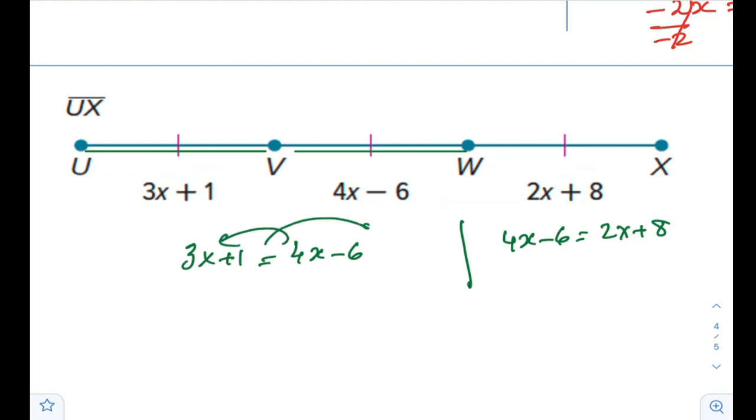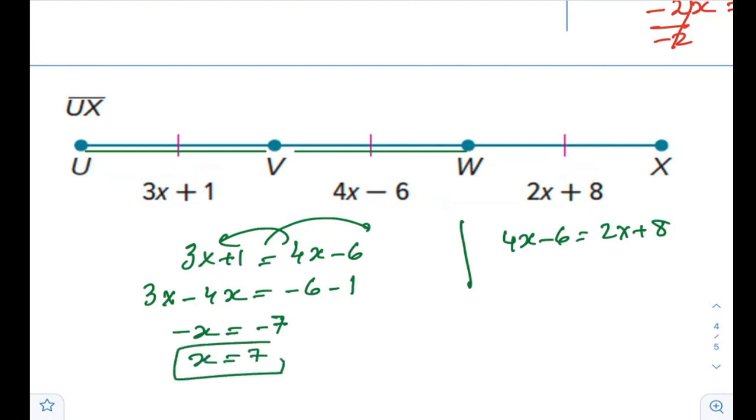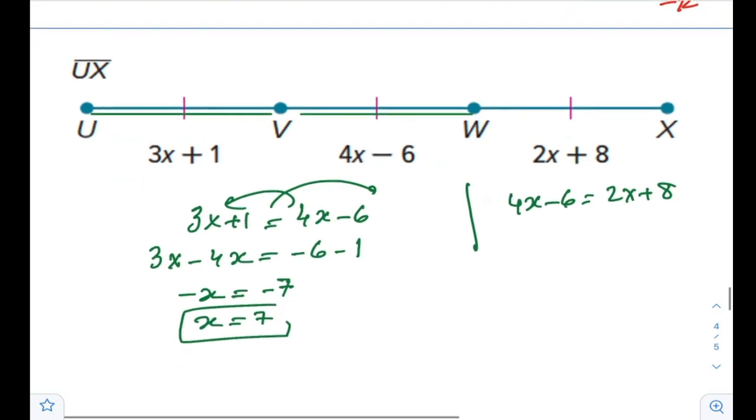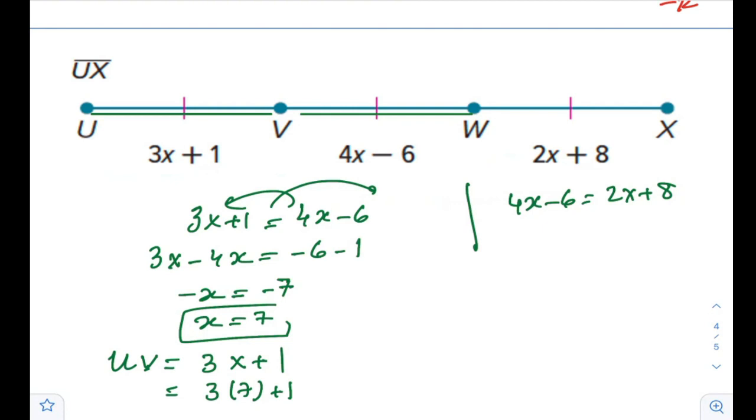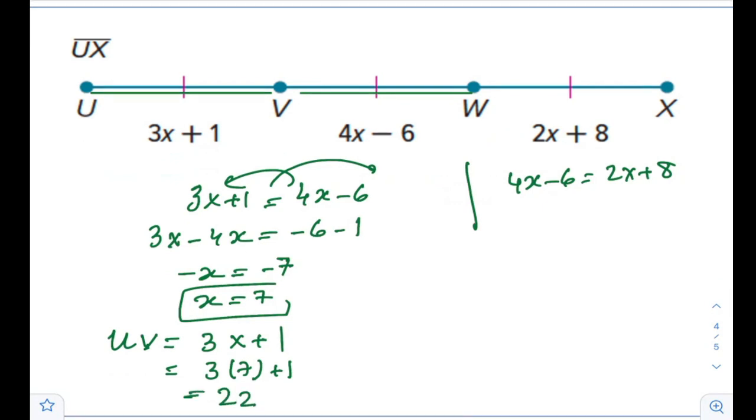Let's do this. Divide by negative 1 each, so x is 7. If you know that x is 7, replace in any segment. So I will replace in UV, which is equal to 3x plus 1. Replacing x by 7, so 3 times 7, 21, plus 1 is 22. So one of them is 22. So this is 22, this is 22, and this is also 22.